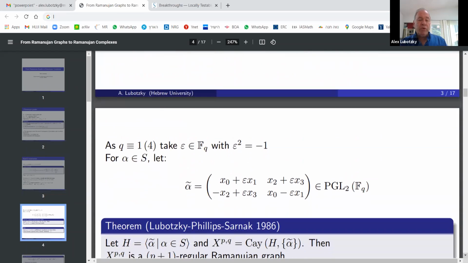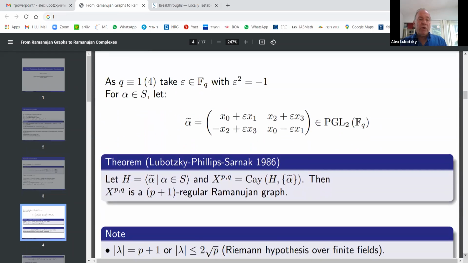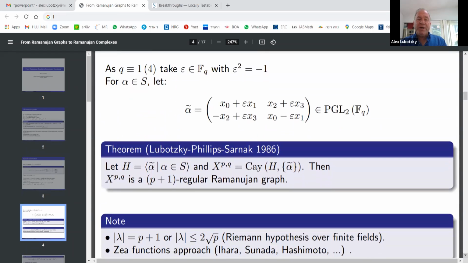Now let's go to Q. Q was also assumed to be congruent to 1 mod 4. So there exists some epsilon in the field of order Q such that epsilon squared equals minus 1, right? That's another easy number theoretical result. Now let's do the following. I guess you recognize that what I'm doing now is splitting the quaternion algebra over F_Q.